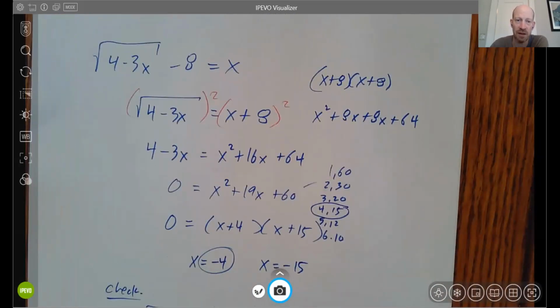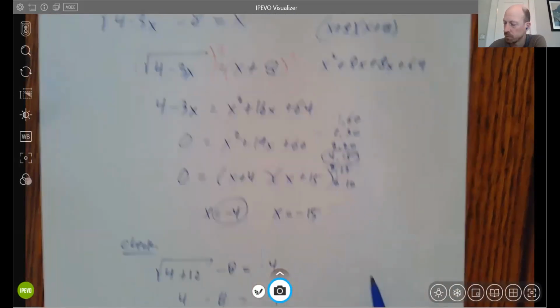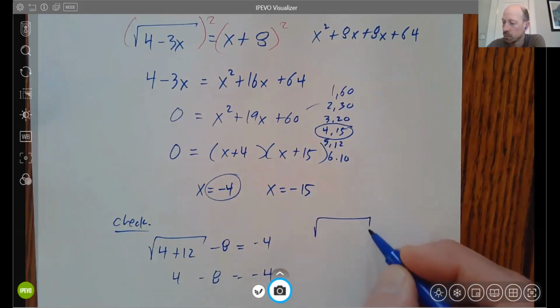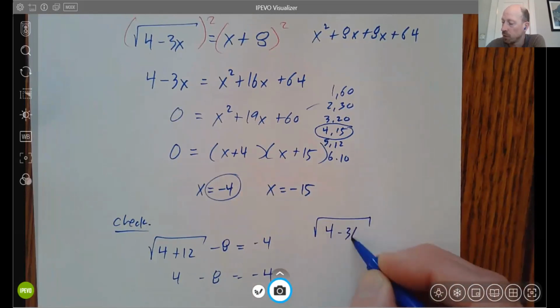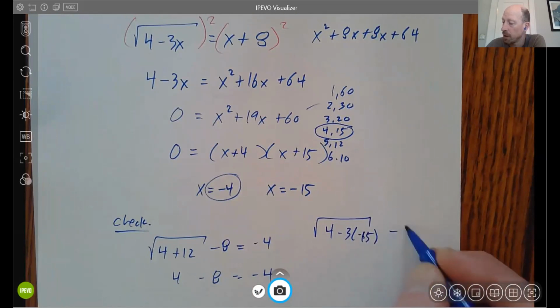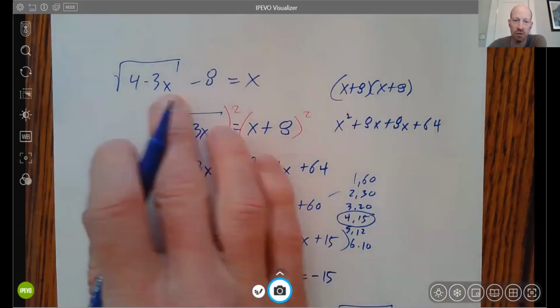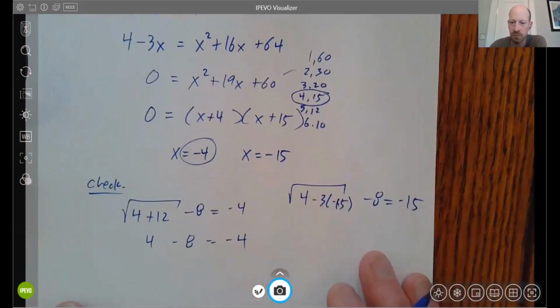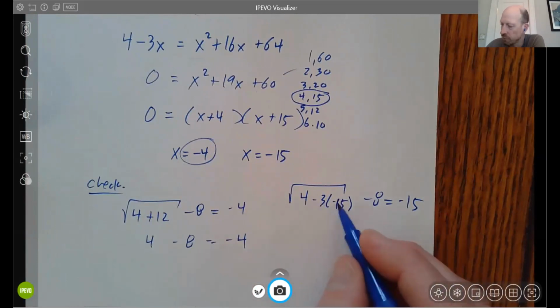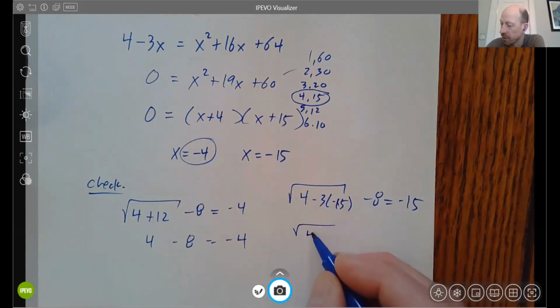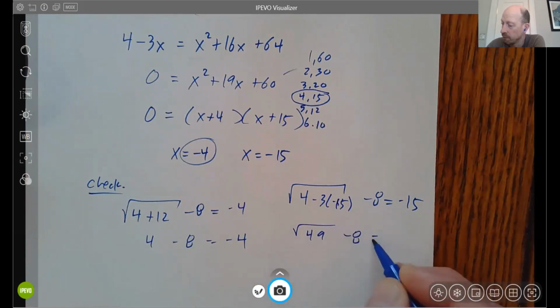And I do the same with minus 15. Four minus 3 times minus 15, minus 8 should equal minus 15. Just plugging it into our original formula there. That's 4 plus 45. That's 49. That gives me 7 minus 8 equals minus 15.